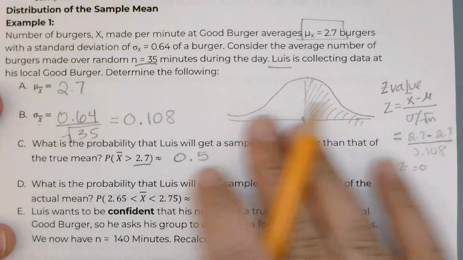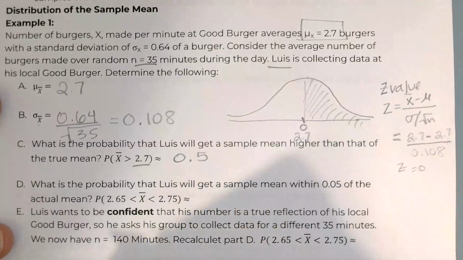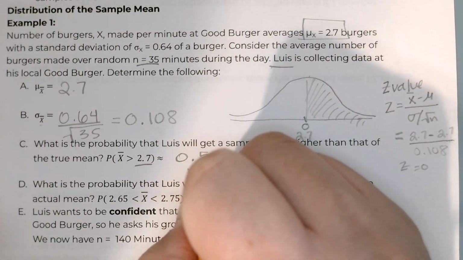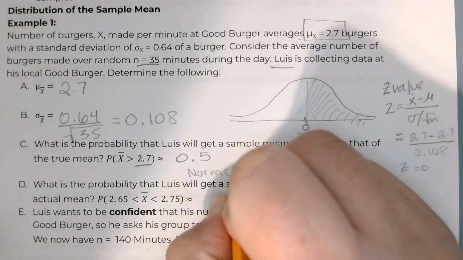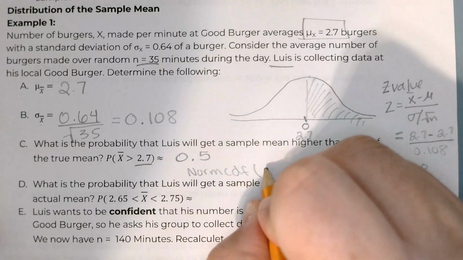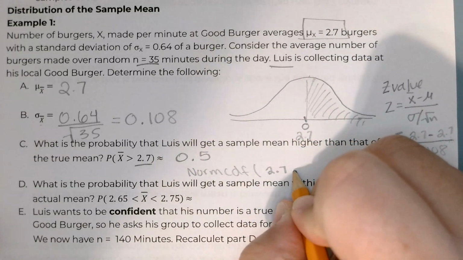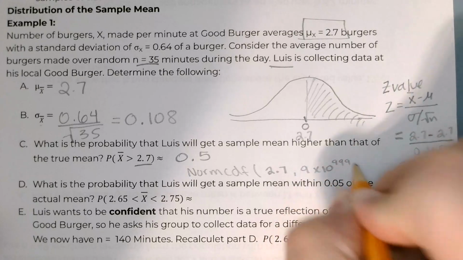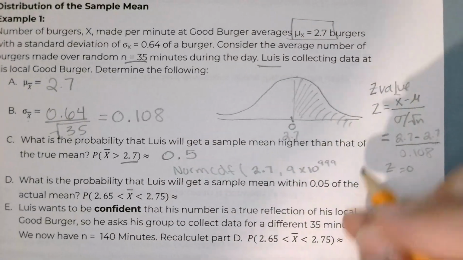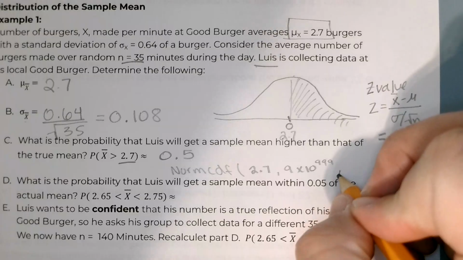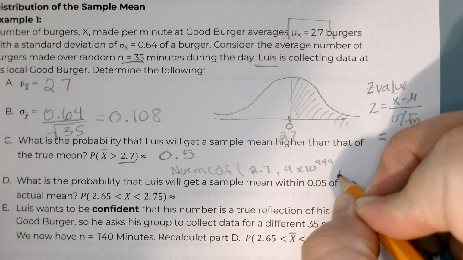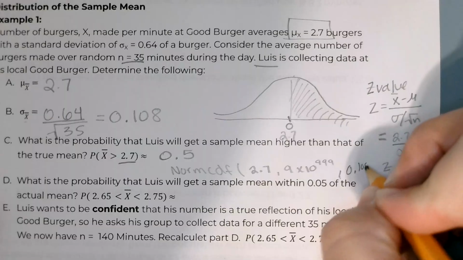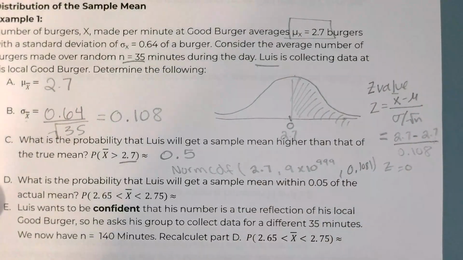You could also not do it this way, by the way. You can go ahead and put that information into your calculator. That would be a normal CDF with our lower bound being 2.7 and our upper bound being infinity. For that, you just type in 9 times 10 to the 9999th power, and then put in our standard error 0.1081, and it'll give you that same 50% answer.